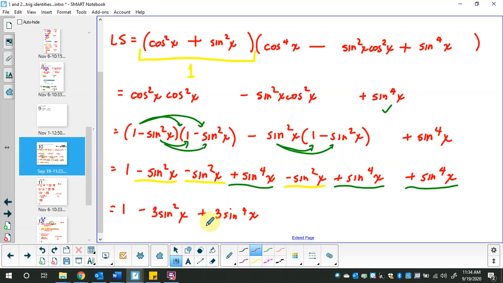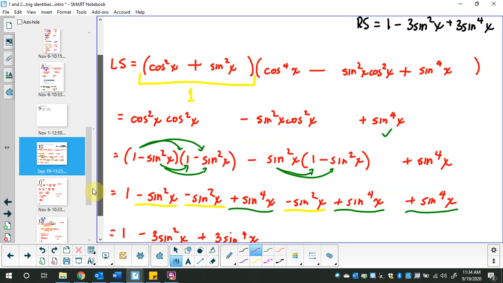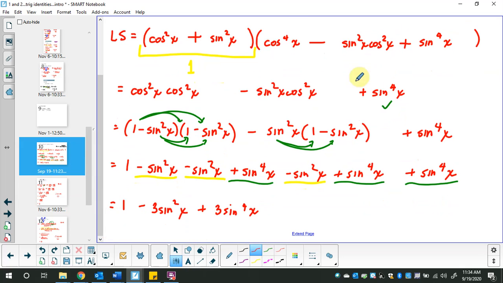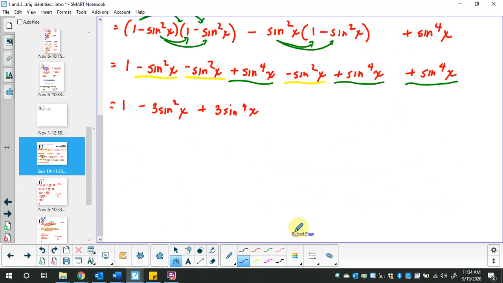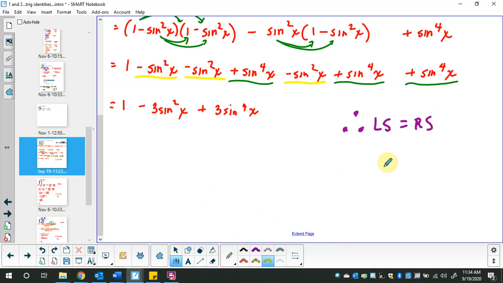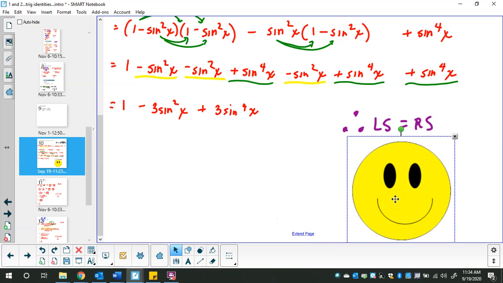Okay, drum roll. Let's see if I can do it. Not very good. That's why I'm not a drummer. Yes! 1 minus 3 sine squared x plus 3 sine to the 4th x. Whew! My strategy worked. And sometimes it does not work, and then you regroup. Okay, time for a little embellishment. I'm not just happy, I'm very happy my strategy worked.